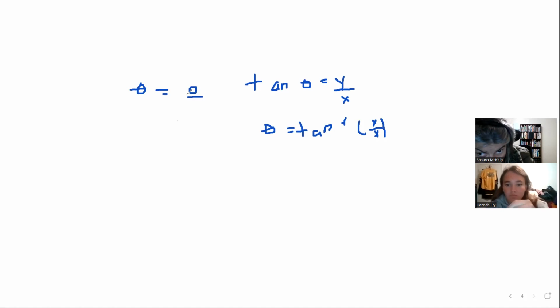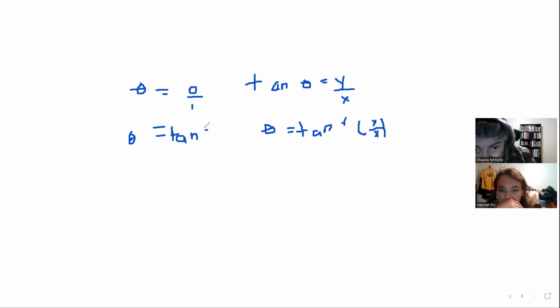Well, this is convenient here. So I can say that theta is the tangent inverse of 0. Would you agree? Okay. So what I'm really looking at is the tangent inverse of 0.